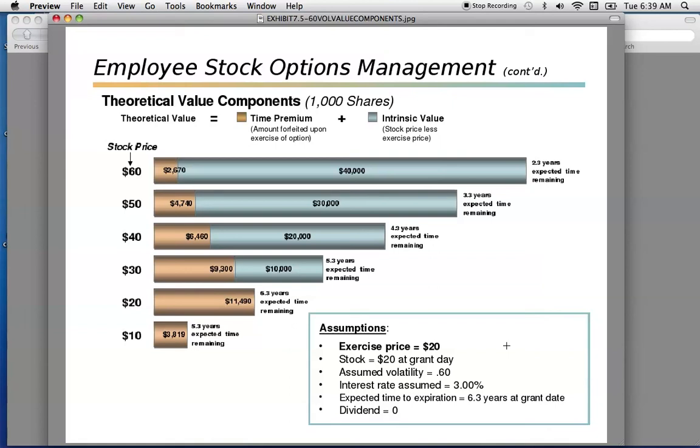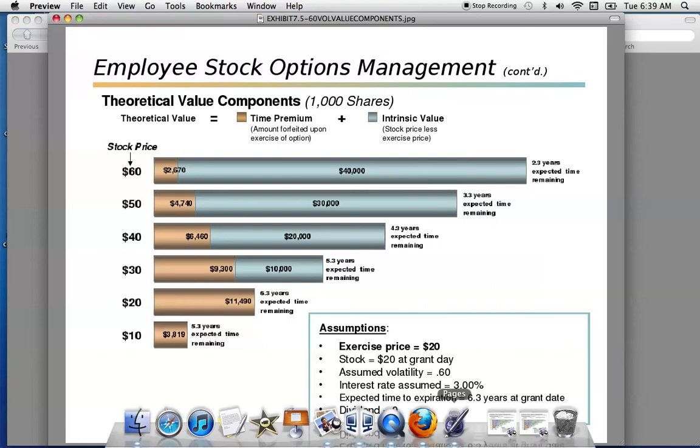The exercise price does in fact affect the intrinsic value, because intrinsic value is defined as the stock price currently, subtracted by the exercise price. So if you have the right to buy it at 20 and it's trading at 40, you have $20,000 in this case of intrinsic value. But you still have some time premium, which, if you exercise under these circumstances, is forfeited back to the company. All right, let's go to the next graph.